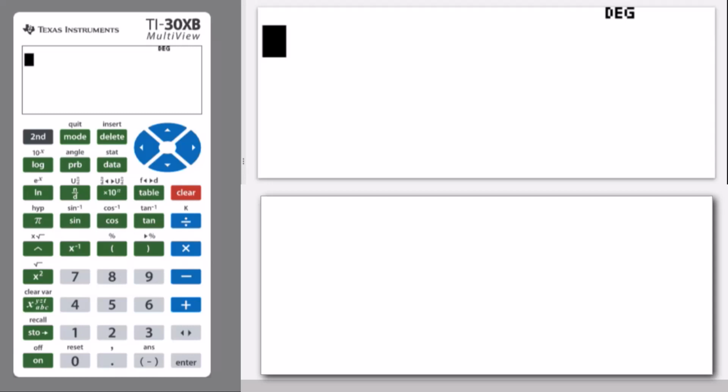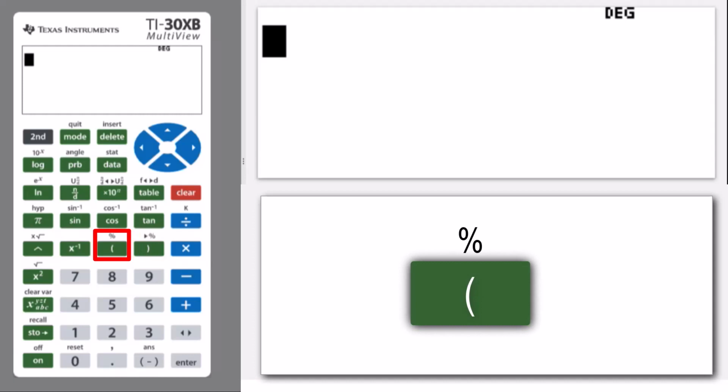In this lesson, we'll be looking at percentages. If you have a look here on the brackets and the green, above those we have a percentage button and an arrow percentage button. We're going to look at what both of those do.